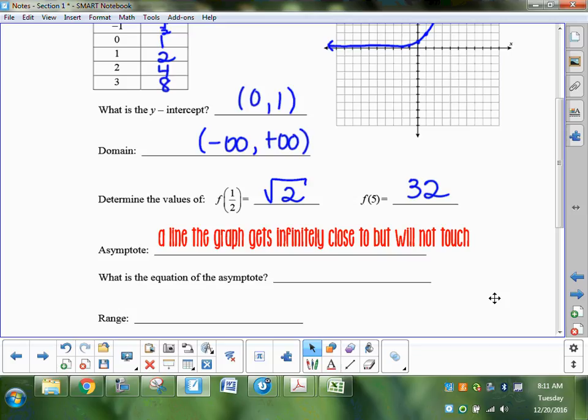No. An asymptote is the same thing. It's going to get infinitely close to. Now, the distance between me and the door is going to be insignificant as we go out to infinity. But that's what's happening. So what's the equation of our asymptote in this graph?